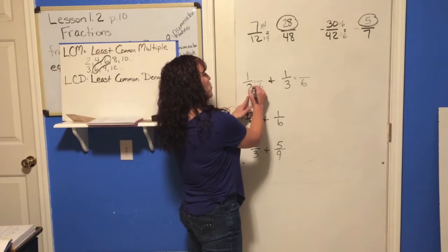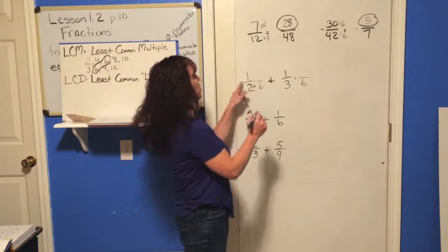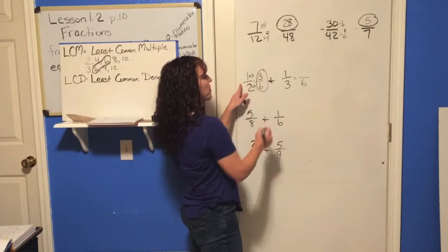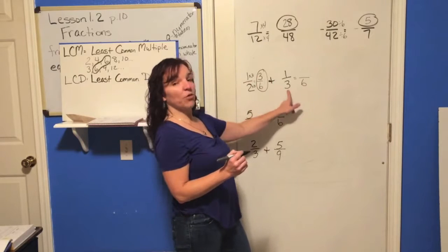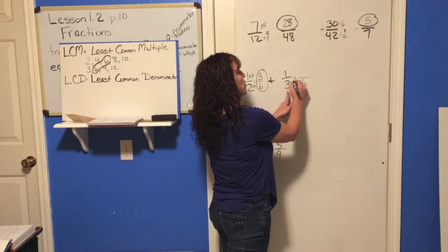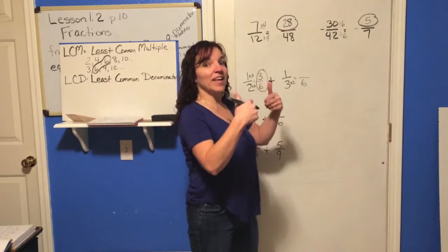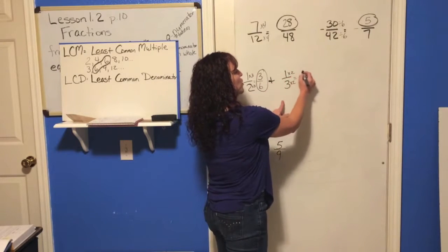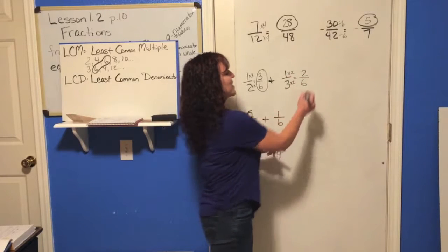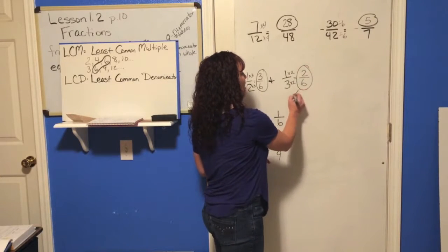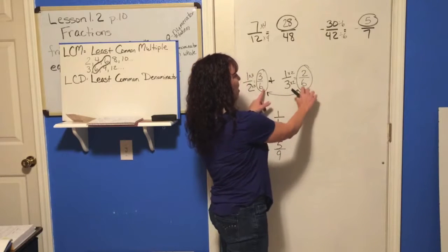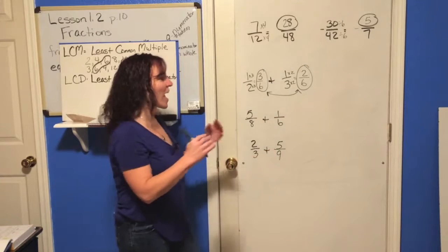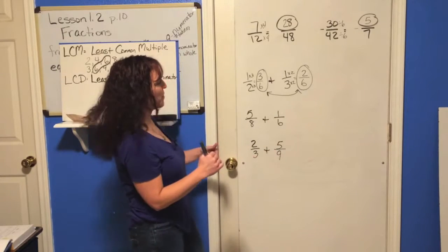2 times 3 gave us 6, so we have to take the numerator times 3. 1 times 3 is 3. And to get from 3 to 6, we multiplied by 2. And remember, whatever you do to the bottom, you've got to do to the top. So 1 times 2 is 2. So 1/3 is the same as 2/6. Now these two fractions have a common denominator, and that's going to be handy in the next day or two when you start adding fractions and have to have a like denominator.